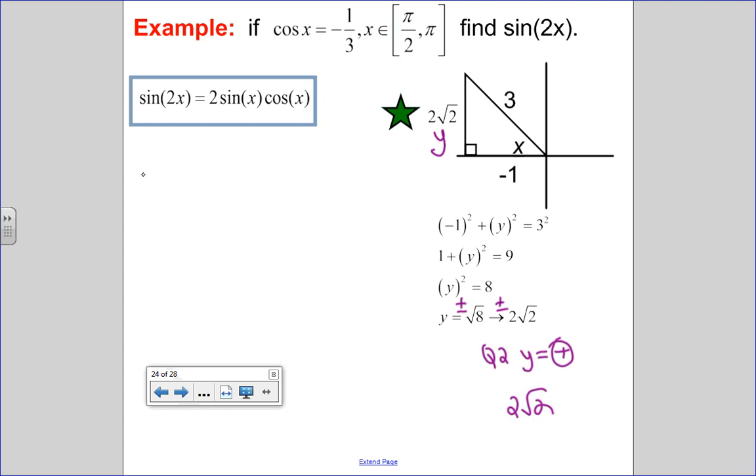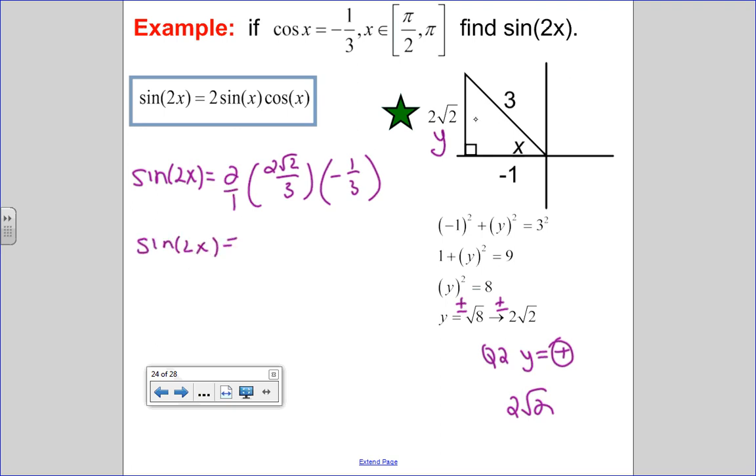So now that I know that, I can figure out what sine of 2x is by applying my formula. So sine of 2x is 2 times sine of x. So sine of x, y over r, 2 root 2 over 3, times cos x, which is x over r, negative 1 over 3. So let's just put that over 1 so we have fractions for everything. So in the numerator, I have negative 1 times 2 is negative 4 with a root 2, over 3 times 3 is 9. So that would be my final answer, negative 4 root 2 over 9.